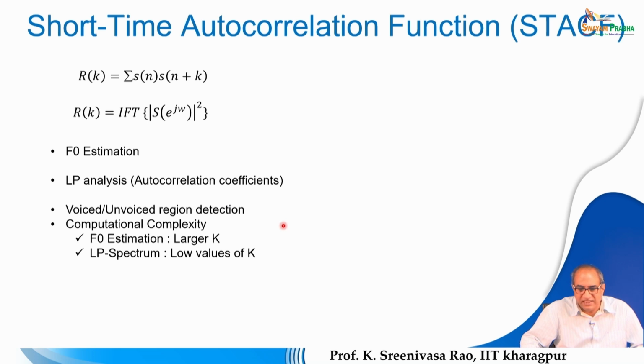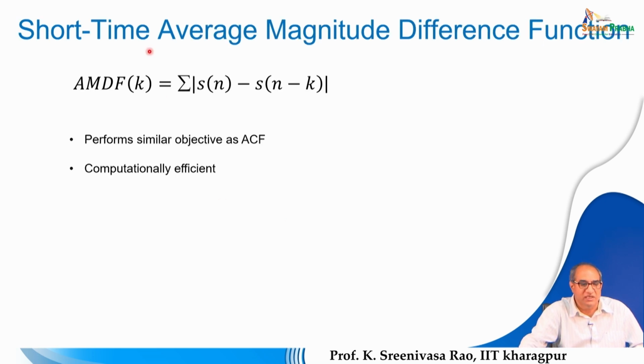So, now you can see the other feature, which performs similarly to the autocorrelation function, but here the computational complexity will be very low. This is known as the average magnitude difference function. Instead of multiplying a signal and its shifted version, here we are computing a difference between the signal and its shifted version.